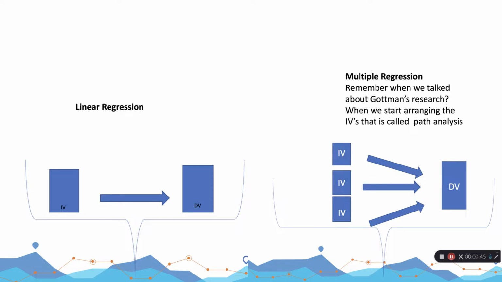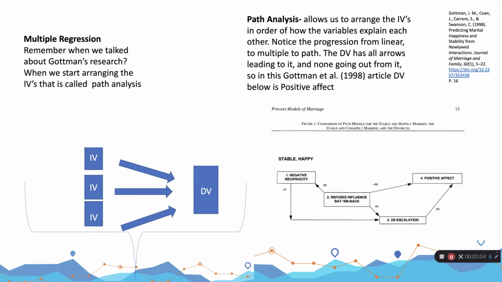Visually, when you look at them side by side, with linear regression, you have one independent variable and one dependent variable. With a multiple regression, we have basically multiple linear regressions, right? We have 3 IVs and 1 DV here. So we can have basically 2 or more independent variables predicting one dependent variable.